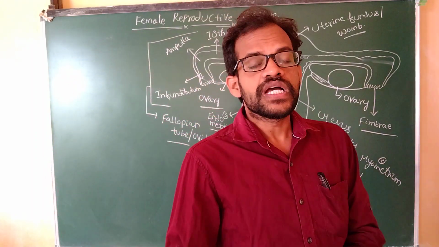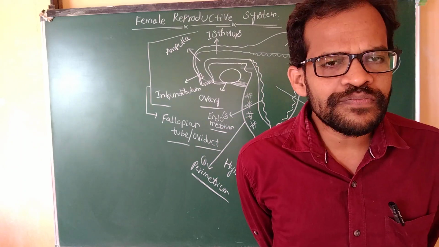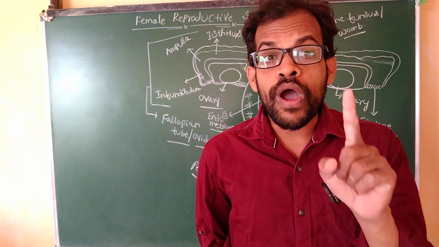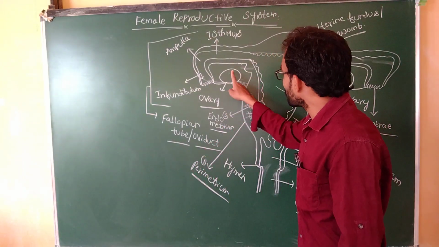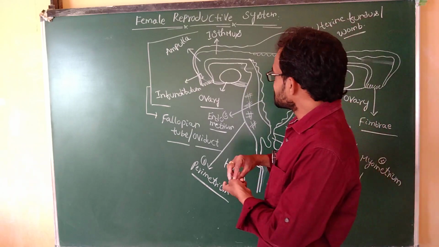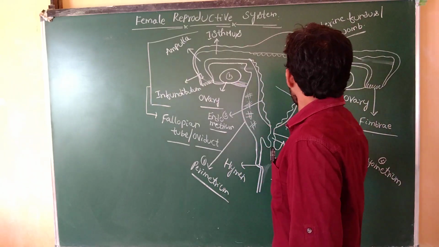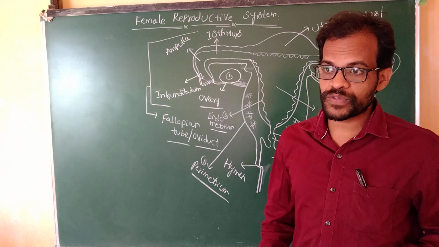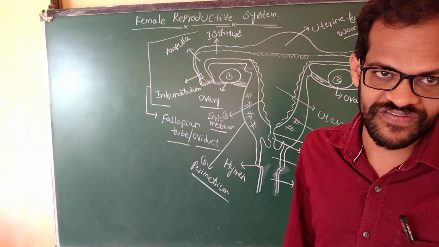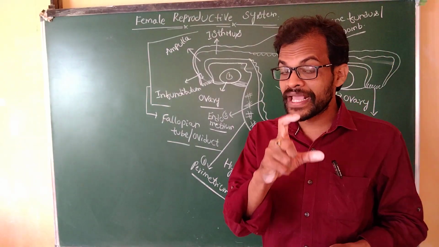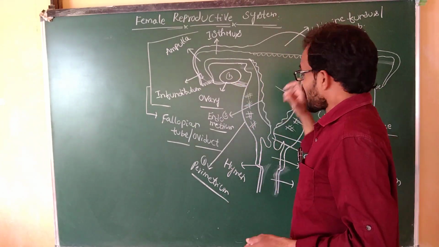Coming to the first one, the female reproductive system consists of one pair of ovaries. One is present on the right side, one is present on the left side. One pair of ovaries.